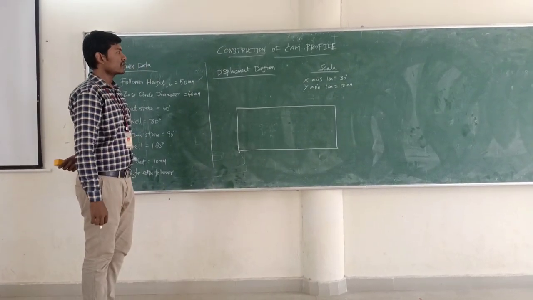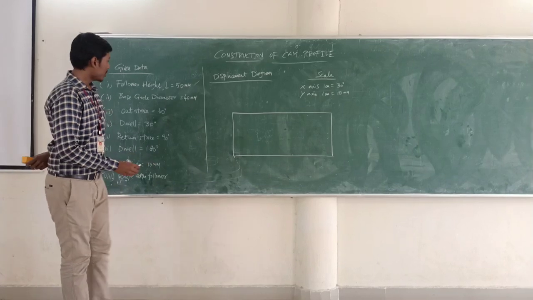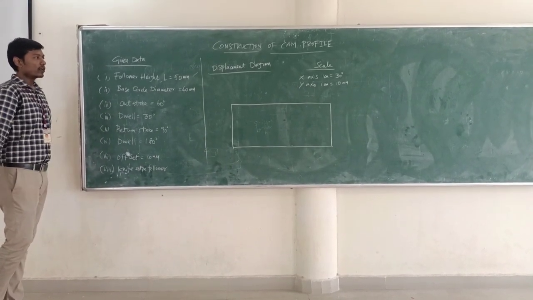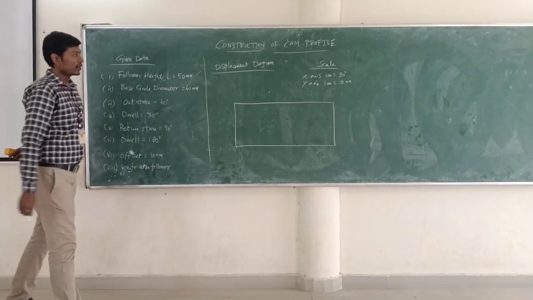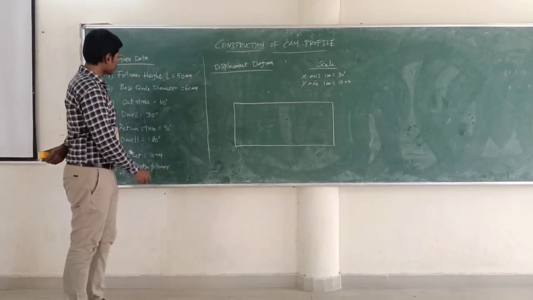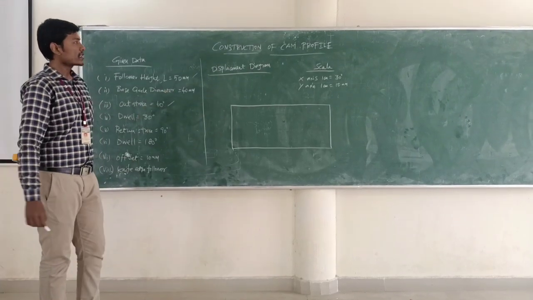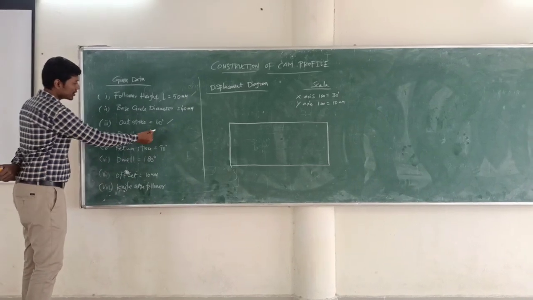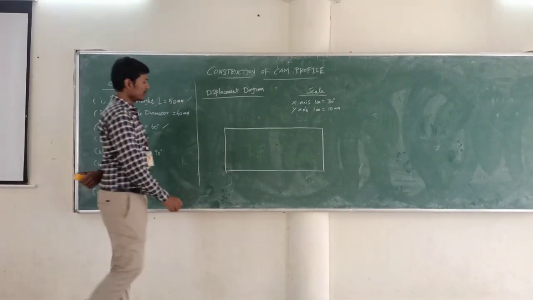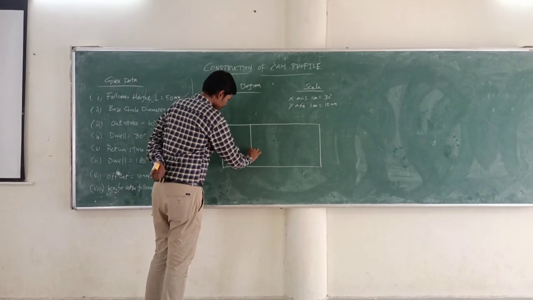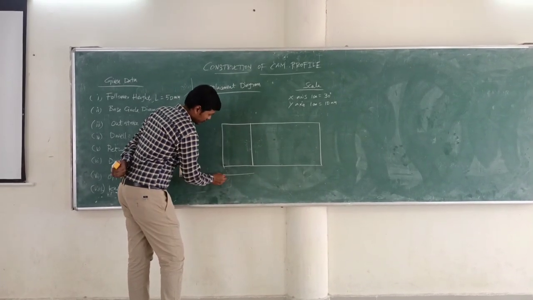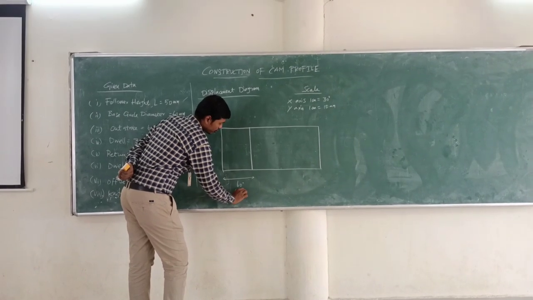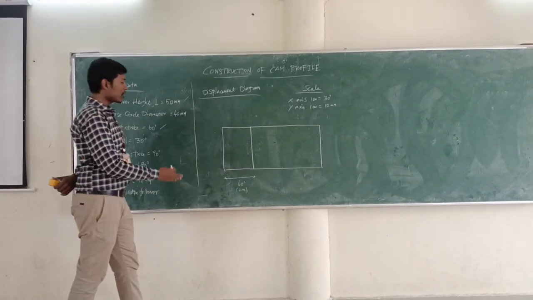After constructing this structure, we split it into 4 angle values: outstroke, dwell, return stroke, then dwell. We need to fix these 4 cases in the given construction. First, the outstroke value is 60 degrees. For the x-axis, we have the scale of 1 centimeter to 30 degrees. So in order to draw 60 degrees, we fix a 2 centimeter gap. This is for the outstroke value: 60 degrees in terms of 2 centimeters.